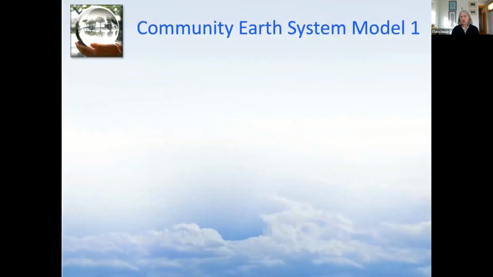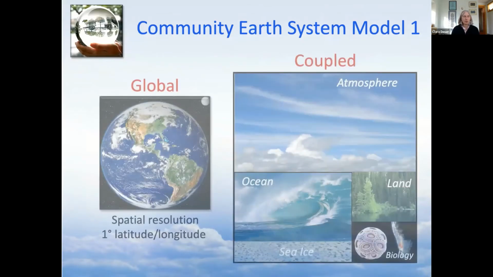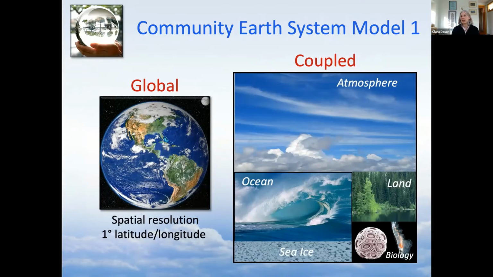So, Community Earth System Model, this is version 1. Just to tell you a bit about it, if you're not familiar, it's a global coupled Earth system model. Spatial resolution is roughly 1 degree in latitude and longitude, with much finer resolution in the equatorial region in the ocean. Primary components are atmosphere, ocean, sea ice, land, and some attempt at biology.